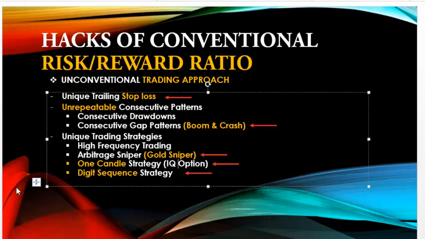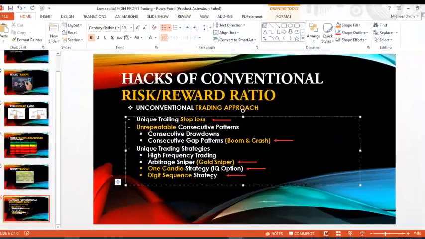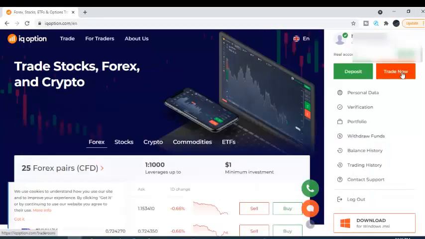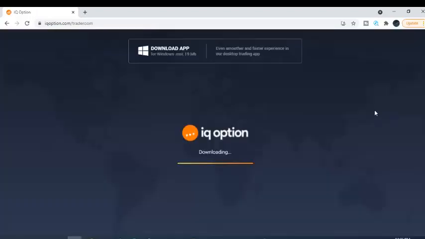So let me take you to IQoption.com. You go to IQoption.com and it loads exactly like this. Once it's loaded, you log in. If you want to use your real account, you can go on deposit, or you just click trade now. Trade now helps you use the demo instantly. So I just want to play around and show you how this works.